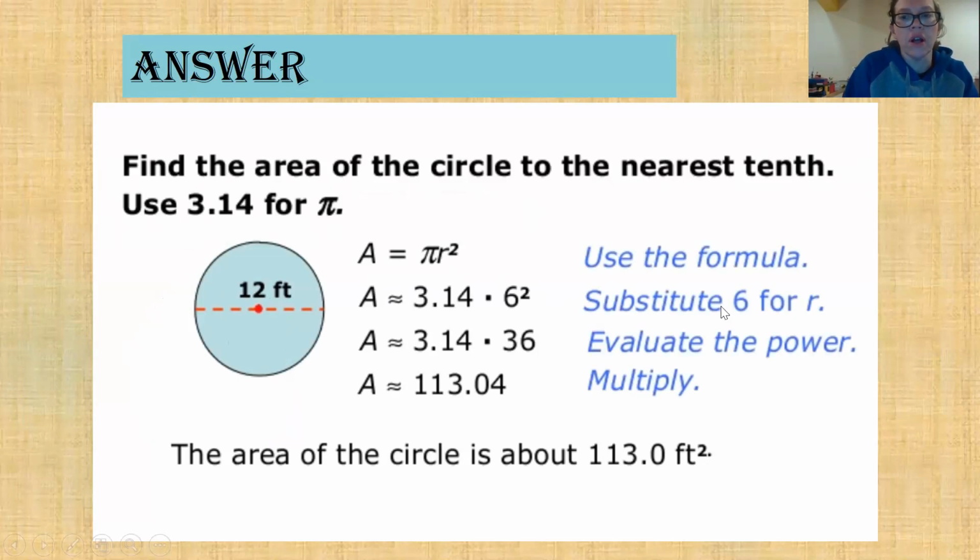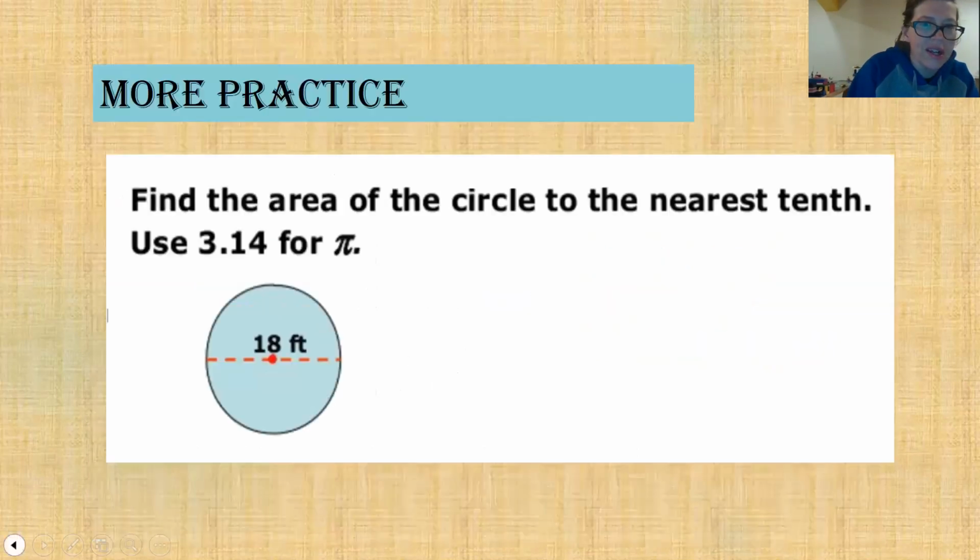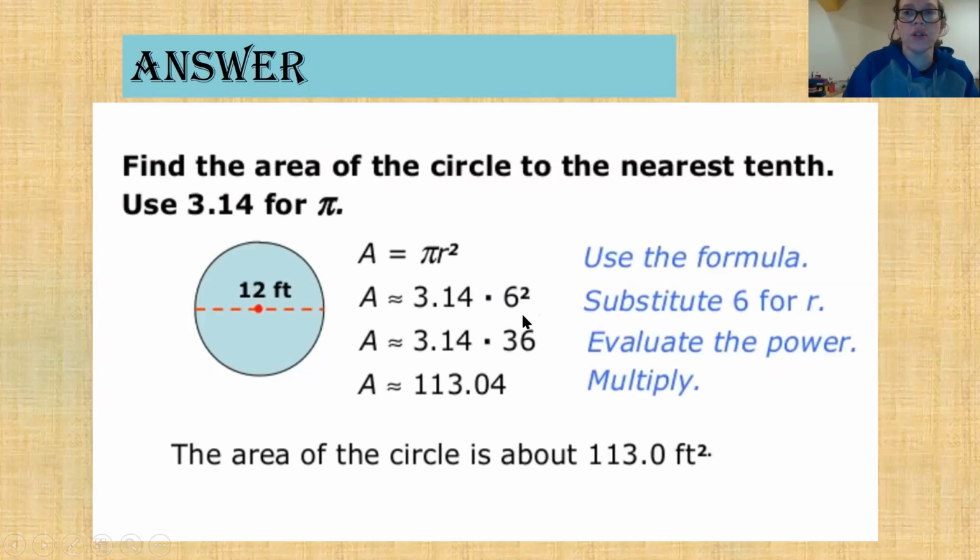Substitute 6 for r, and then evaluate the power. So remember, 6 squared, which should have given you 36, because remember 6 squared is 6 times 6, and then 3.14 times 36 gives you 113.04 approximately. So the area of the circle is about 113.04 feet squared, or they rounded down to the nearest tenth to 113 feet squared. Okay.